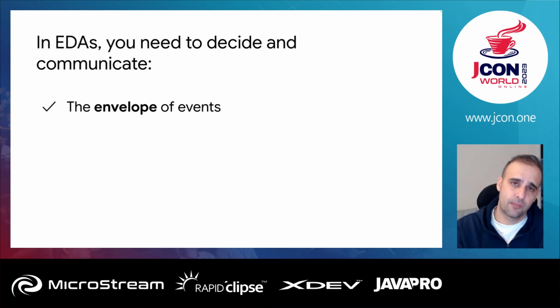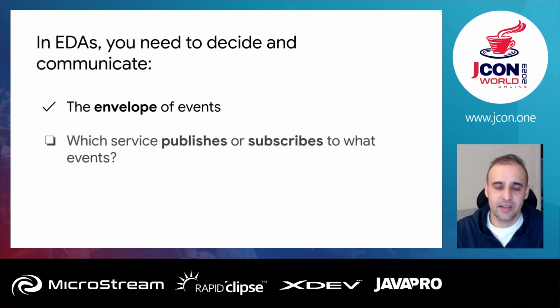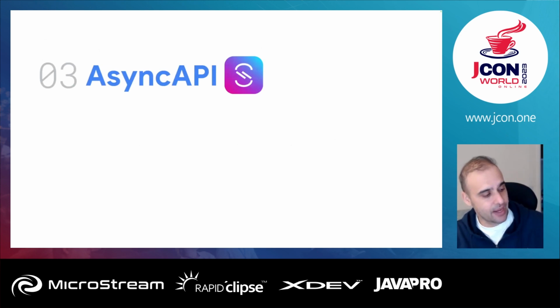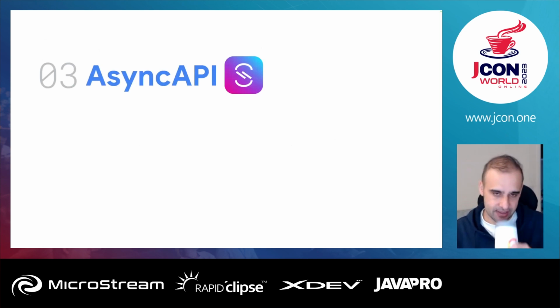And the more people support CloudEvents, then it will be easier to communicate between different systems because at least there's a format that you can rely on, right? Now, the next thing that we need to tackle is this service. Which service publishes what events and how do I subscribe to them and what can I send to these services? So for that, we have AsyncAPI. So let's just take a look at that next.